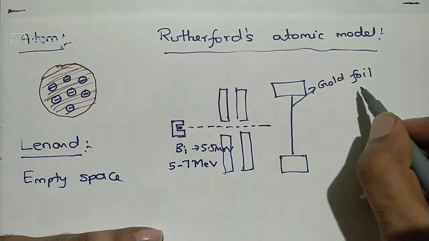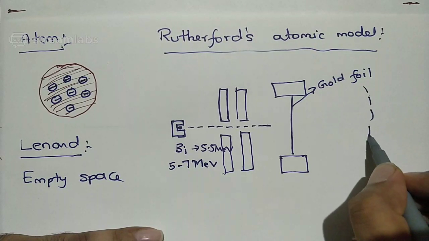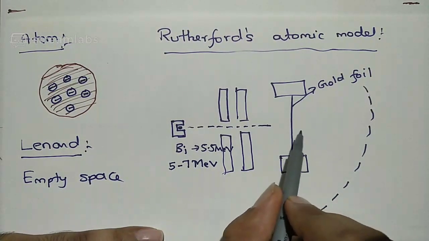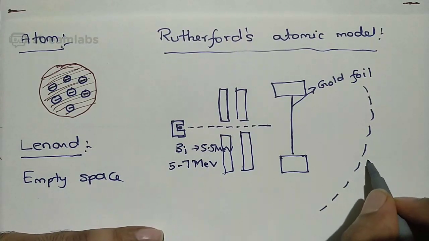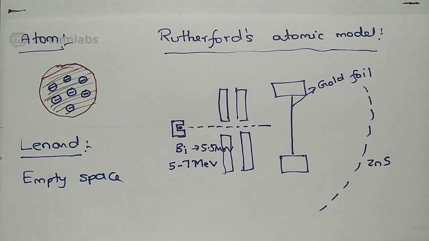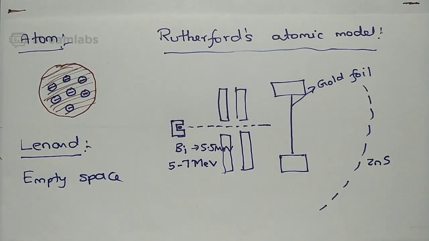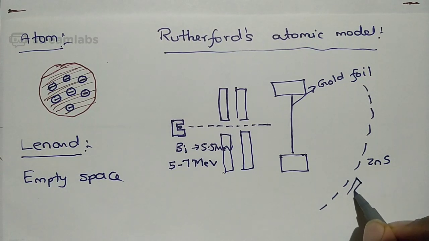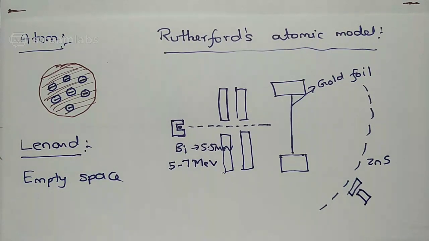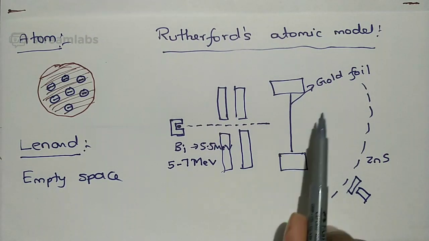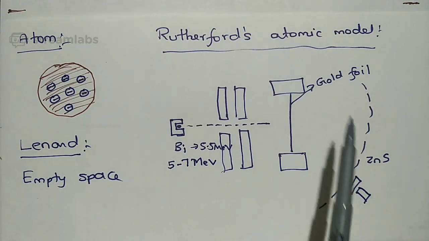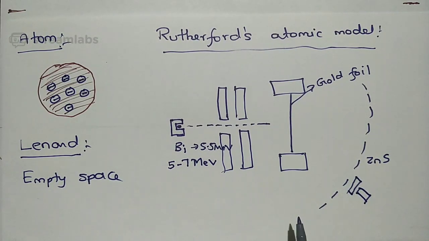The scattered alpha particles are detected by a rotatable detector. In fact, the scattered alpha particles hit the zinc sulfide screen, because when an alpha particle hits the zinc sulfide, it produces a light flash. That light flash is viewed through a microscope, and that is how you detect the scattered alpha particle. Now the question comes, why is this a movable detector? The reason is these alpha particles can scatter in any direction. So in order to detect all the scattered alpha particles, we need a movable detector.